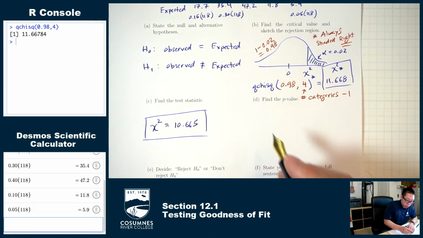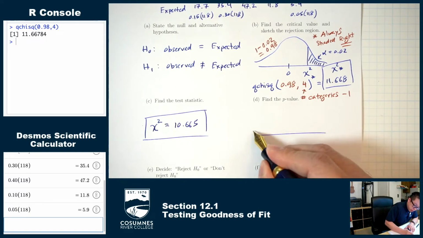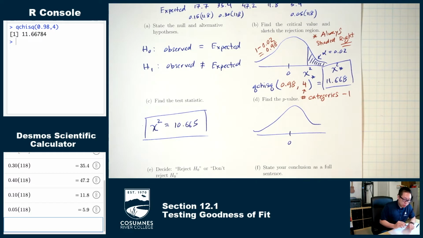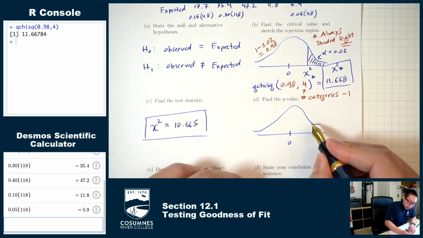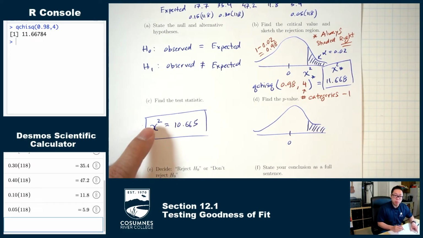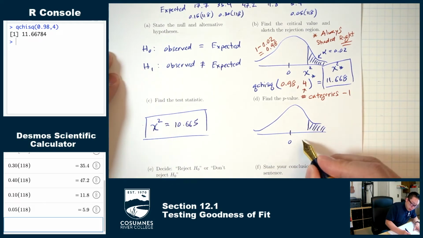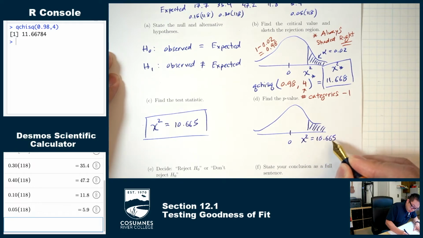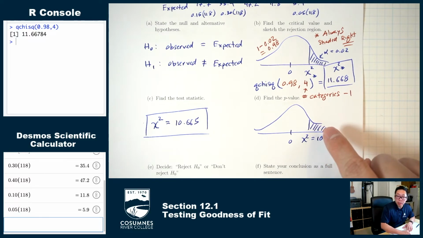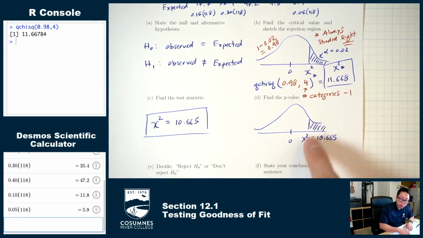Part D, draw your picture. Should be the same picture that you drew in part B. For a chi-square, it's always going to be shaded to the right. Put your test statistic that you found in part C on your picture. And then your job is to find that shaded area. Okay, this is really a chi-square to area problem.